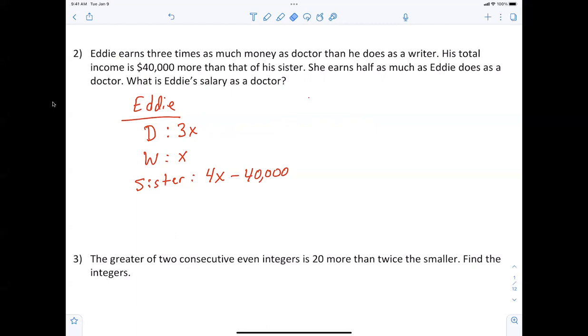All right. Now we go into the equation that they want. She earns half as much as Eddie does as a what? Okay, so now we have some problems, right? She earns half as much as Eddie does as a doctor. All right, you can go ahead and tell me what.